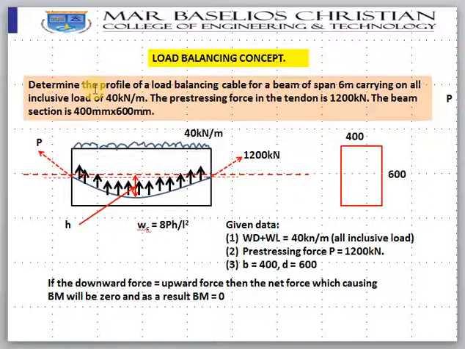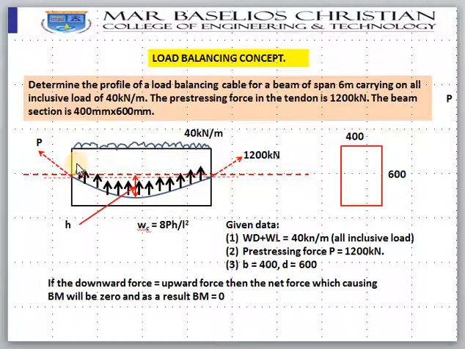Determine the profile of a load balancing cable for a beam of span 6 meter carrying an all-inclusive load, meaning live load plus dead load, of 40 kN per meter. The pre-stressing force on the tendon is 1200 kN. So P is given to you, 1200 kN. The beam section is 400 by 600 mm. So you need to find out the tendon profile.